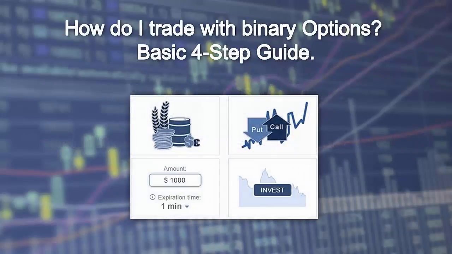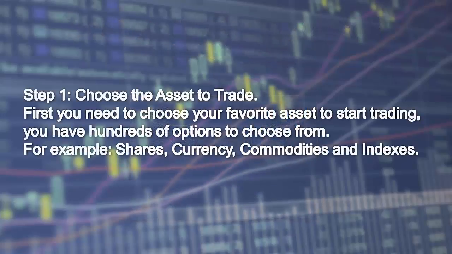How do I trade with binary options? Basic 4-step guide. Step 1. Choose the asset to trade. First, you need to choose your favorite asset to start trading. You have hundreds of options to choose from. For example, shares, currency, commodities and indexes.